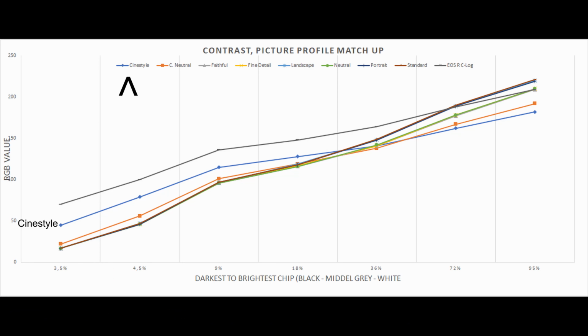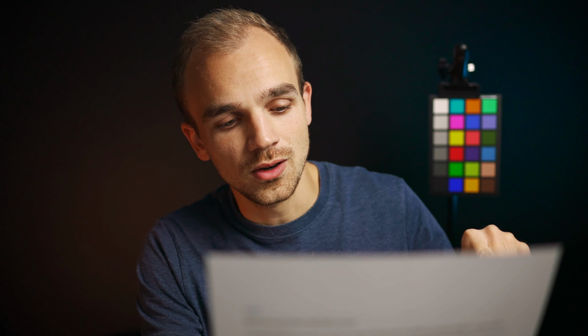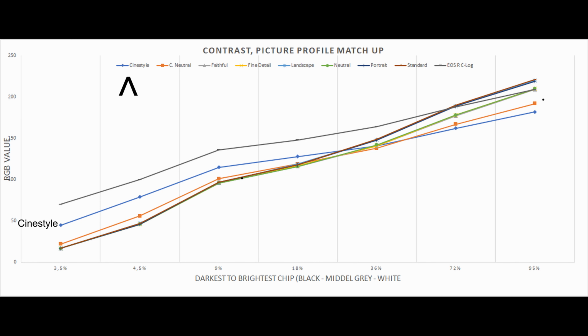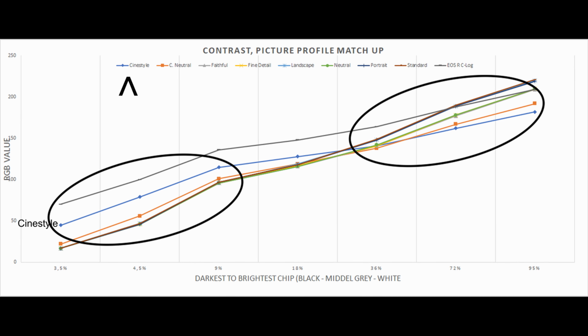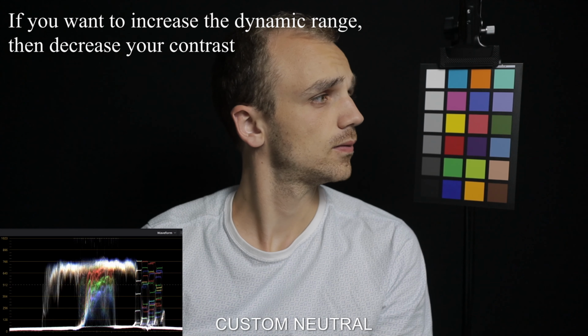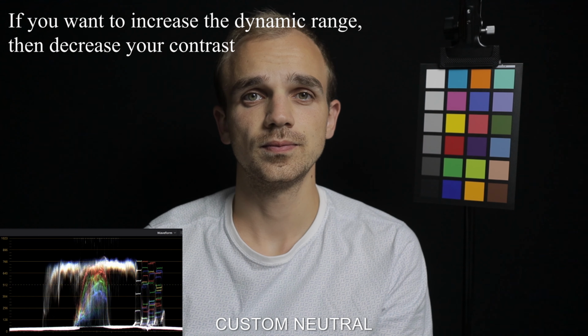So as expected, the flat cine-style profile is much flatter and less contrasty than the rest. Actually, it appears to be as flat as the C-Log on my Canon EOS R. But please do notice that the clip I used for the comparison was shot for another video. Nonetheless, the cine-style is impressive when it comes to lifting the blacks and lowering the whites. Personally, I think it crushes the highlights a bit too much, but with a bit of editing it is definitely usable. So the takeaway point is, if you want to increase the dynamic range, decrease your contrast.